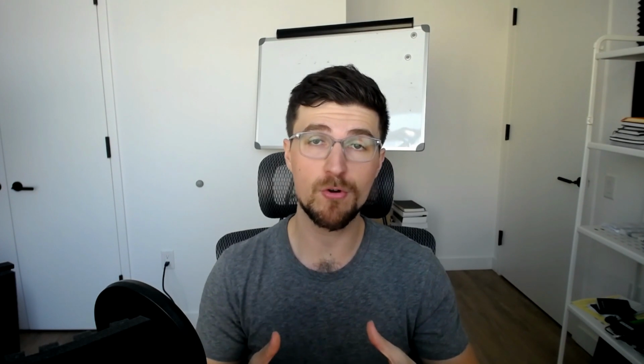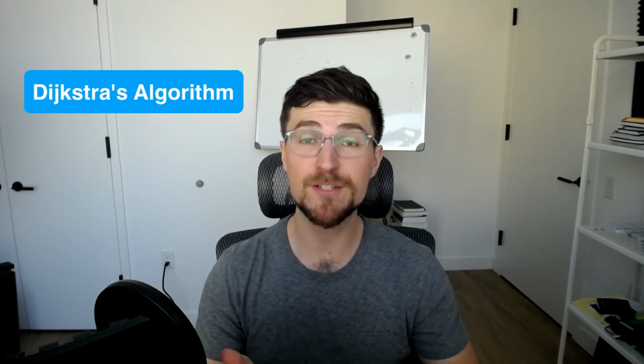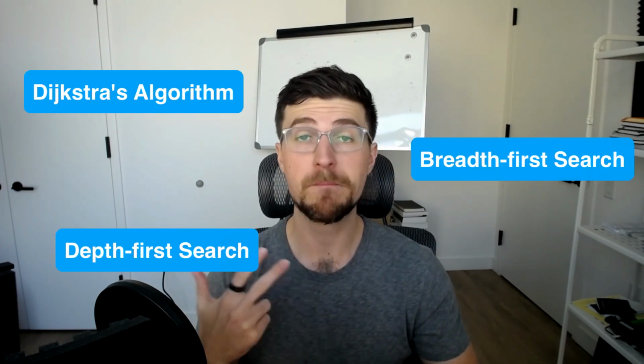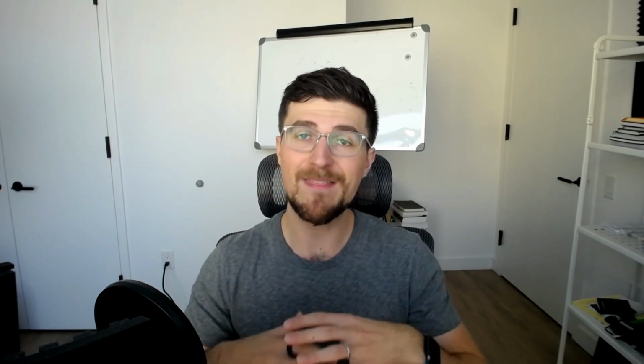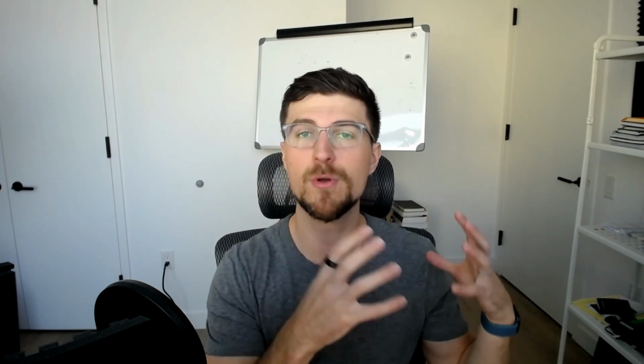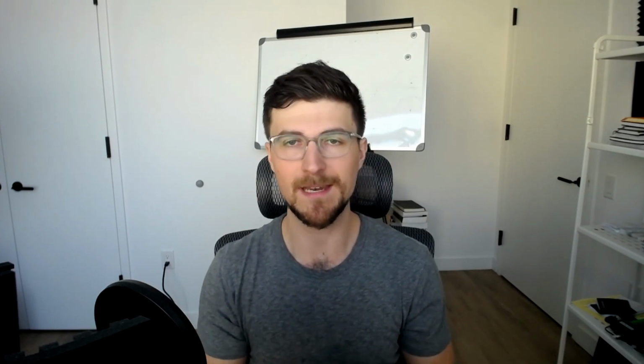When we talk about graphs, we usually see things like Dijkstra's algorithm, depth first search, breadth first search, even things like topological sort. And while these are really important, they're also very clearly defined. If you understand the algorithm, if you understand how to work with graphs, they're very easy to implement.